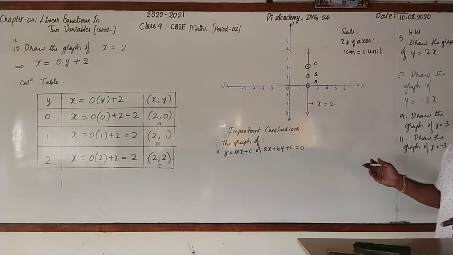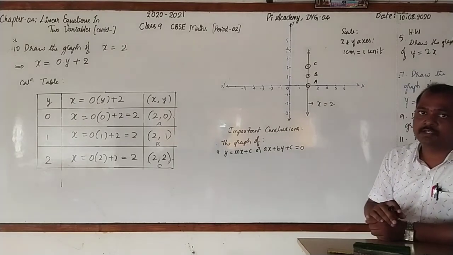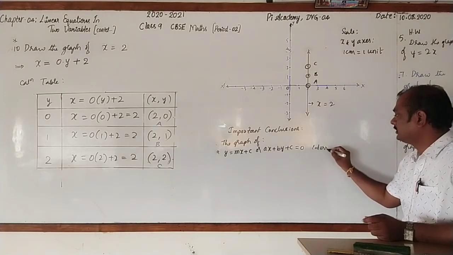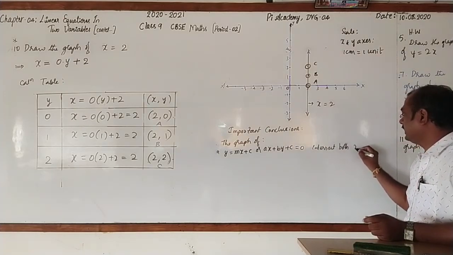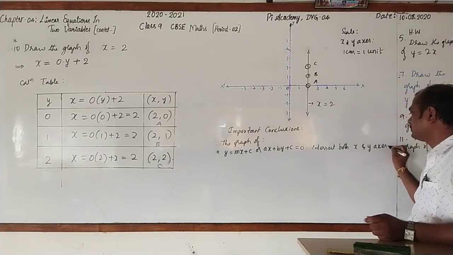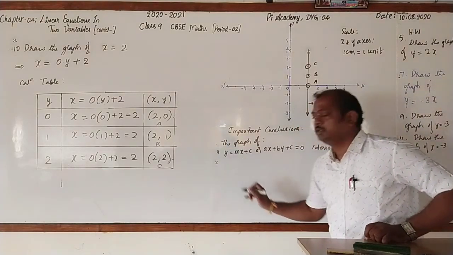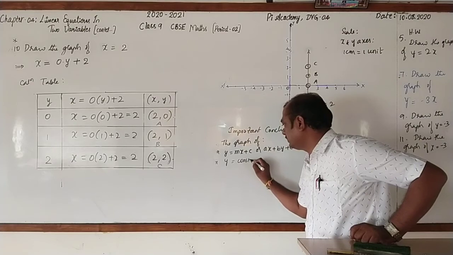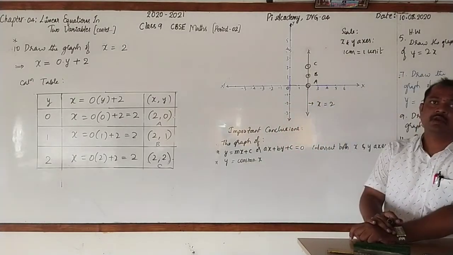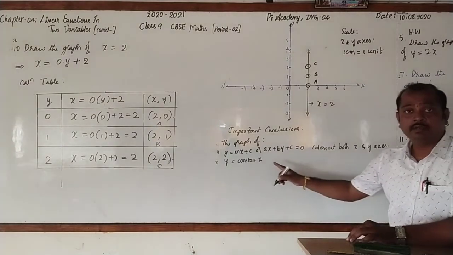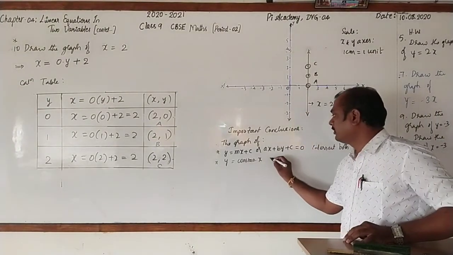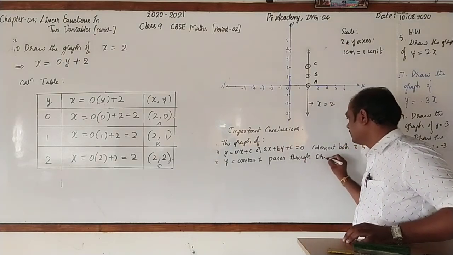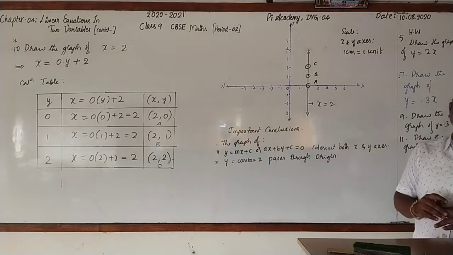It will be a straight line, no doubt, but this straight line will intersect both x and y axis. This is a very important point. Another point, if y equal to constant into x or x equal to constant into y, then this graph passes through what? Origin.